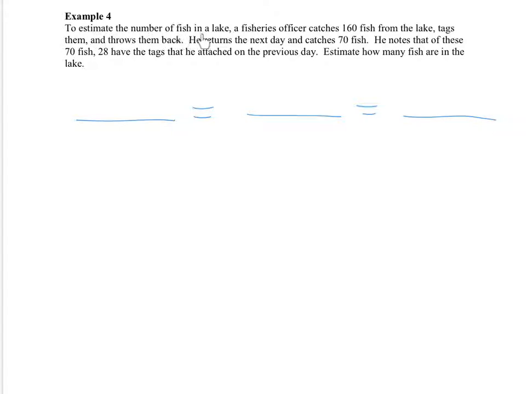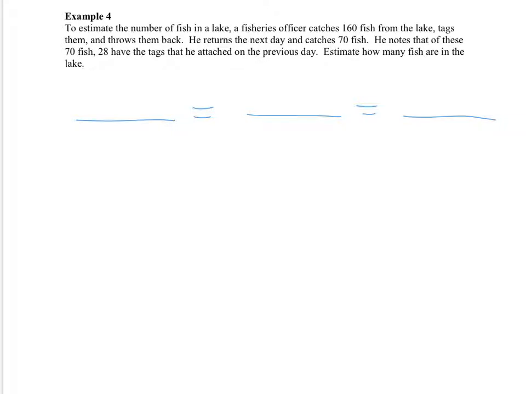To estimate the number of fish in a lake, a fisheries officer catches 150 fish from the lake, tags them, and throws them back. He returns the next day and catches 70 fish. Okay, he notes that of these 70 fish, 28 have the tags that he attached on the previous day. Estimate how many fish are in the lake. So this is where people might get confused because you've got three different numbers.